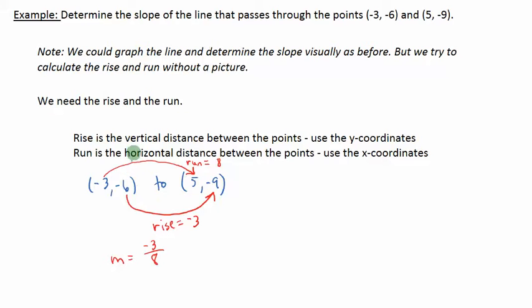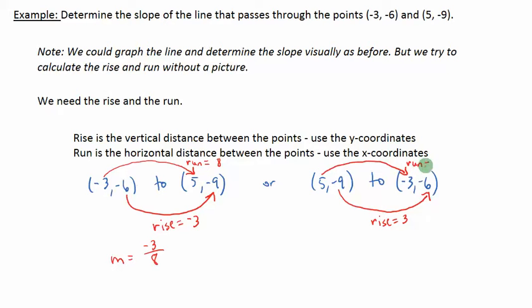Now it doesn't matter which point I start with. If I reverse this order and start with 5, -9, and travel to -3, -6, then I do the same thing. So I would start with -9, and I would go up to -6, because -6 is higher than -9. So my rise would be +3. My run, I would start where x is 5 and travel to where x is -3, which is to the left. So my run would be -8. So using that, my slope would be +3 over -8.